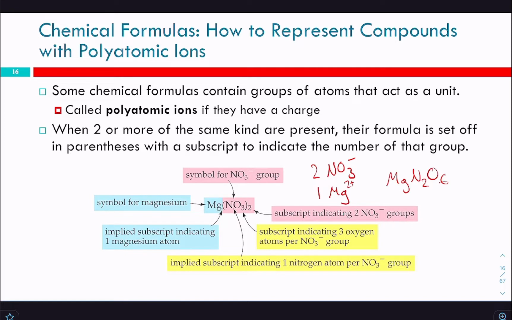So we'll put it in parentheses. Right, so not this. We'll put it in parentheses like this and put that 2 on the outside and to the bottom right. And then it's just like algebra where you multiply by everything inside the parentheses. So there are 2 nitrogen atoms, right? 1 nitrogen atom times 2. There's 3 oxygen atoms here, so it's 2 times 3 for a total of 6 oxygen atoms.